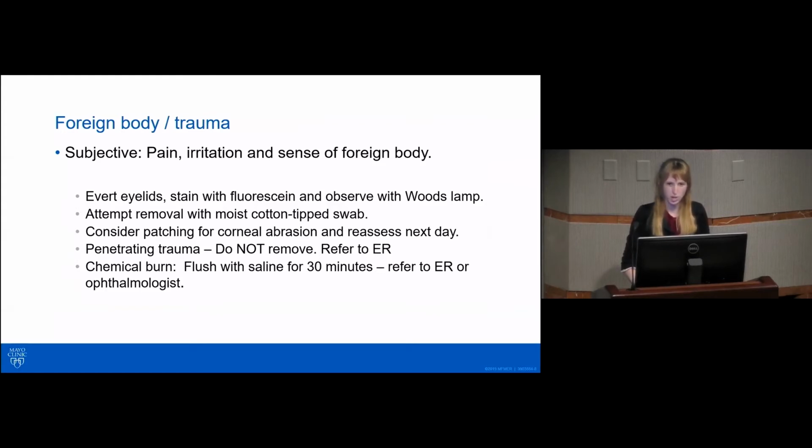If there's penetrating trauma, you don't want to remove this. You want to send them over for emergency examination at the ED. If a chemical burn is present, you want to flush with saline for 30 minutes at minimum and refer them out to the emergency room or to an ophthalmologist.